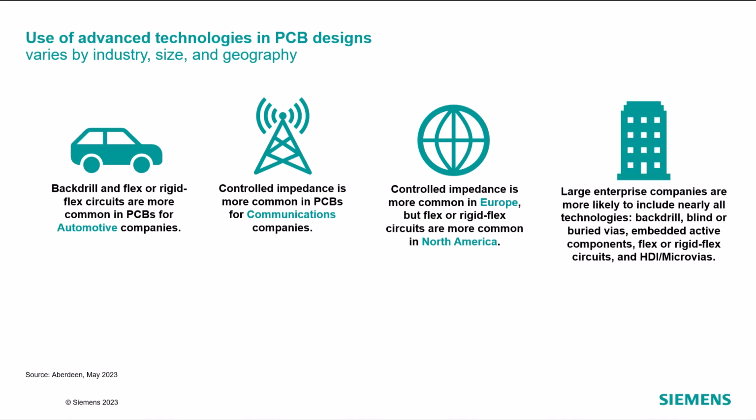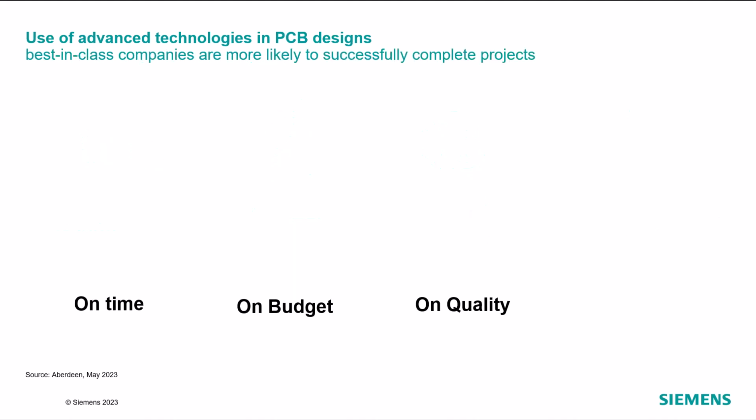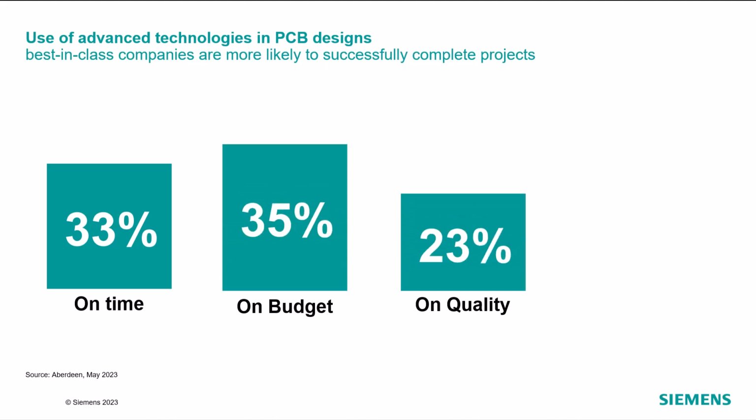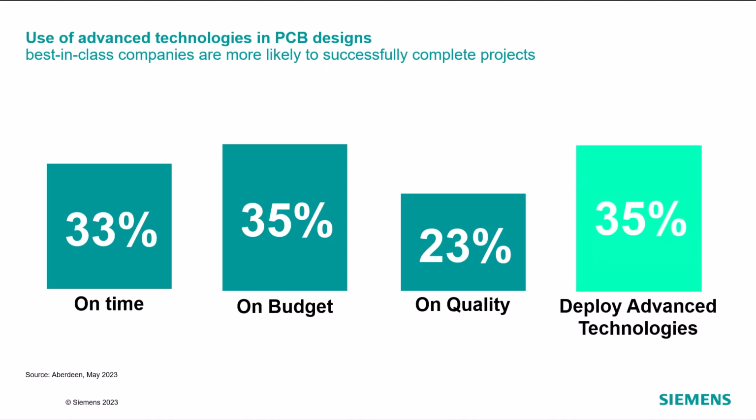And large enterprise companies are more likely to include nearly all of the advanced technologies surveyed: backdrilling, blind or buried vias, embedded active components, flex or rigid flex circuits, and HDI and microvias. One of the interesting results within the study was the use of advanced technologies by industry-leading companies. These leading companies showed that they were more likely to hit time, budget, and quality targets while still deploying advanced technologies a significant percentage more often.